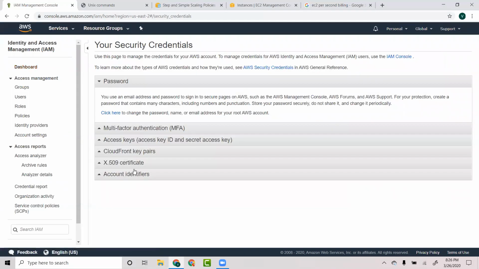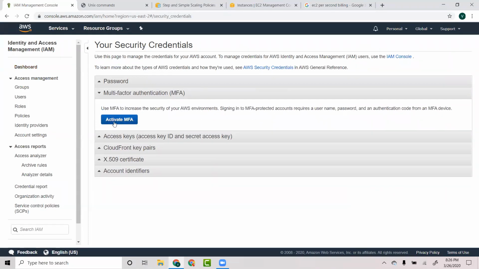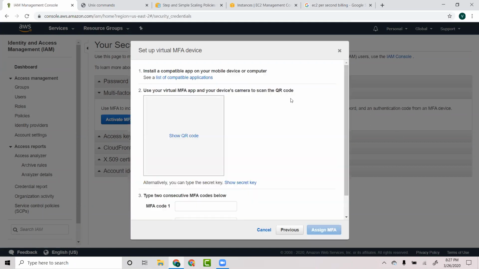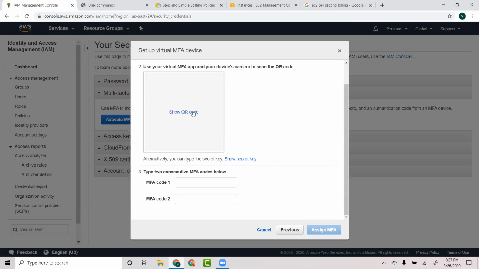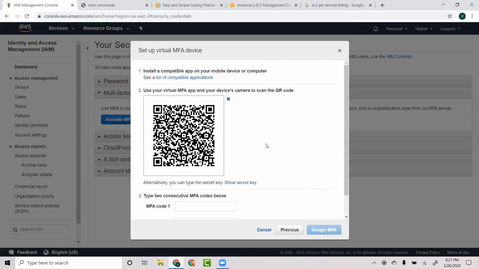So you can manage your multi-factor authentication. And there are several options for multi-factor authentication. It supports Google Authenticator, Microsoft Authenticator, and even the phone number. But the virtual MFA device. So the virtual MFA is, how many of you guys know what I mean by virtual MFA here? Virtual MFA is like a Google Authenticator or Microsoft Authenticator. So you install your Microsoft Authenticator or Google Authenticator. Show this one, and then you set it.